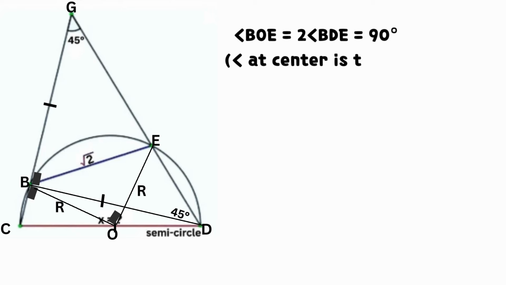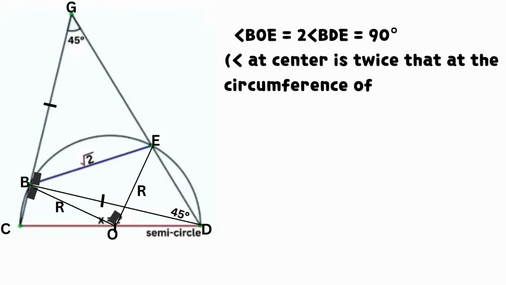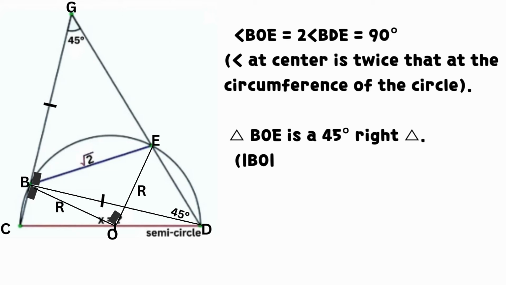Angle BOE equals 2 times angle BDE equals 90 degrees. This is because the angle at the center is twice that at the circumference of the circle. Triangle BOE is a 45 degrees right triangle. Line BO equals line EO, which equals R, the radius of the semicircle.